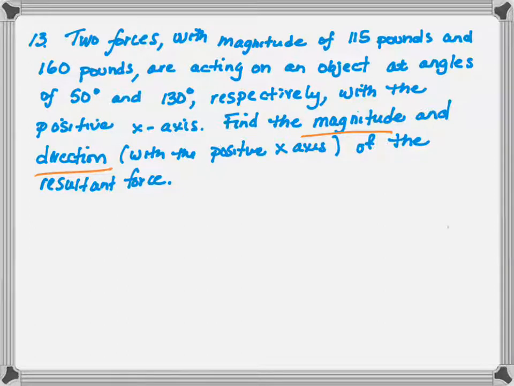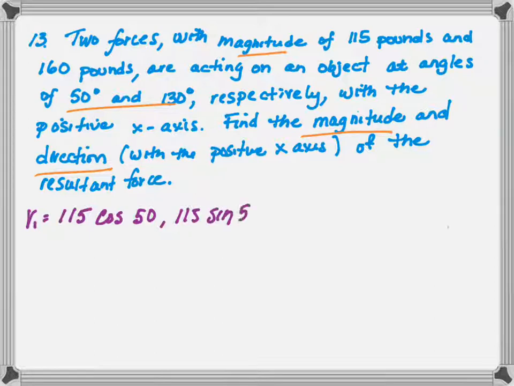All right, so that means we have to, remember it wants the magnitude and direction. But first we've got to get some vectors, right? From the magnitude and direction of these guys, and then add them together. So the first thing you're going to do is find the vector for the first force. So that would be 115. We'll call it V1. 115 cosine 50 degrees, comma 115 sine 50 degrees.